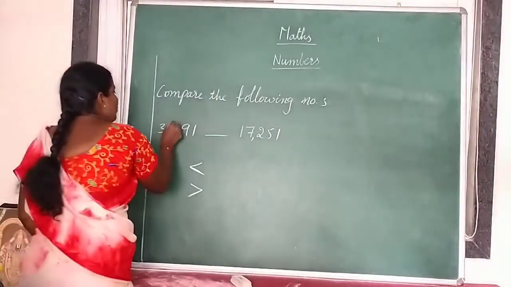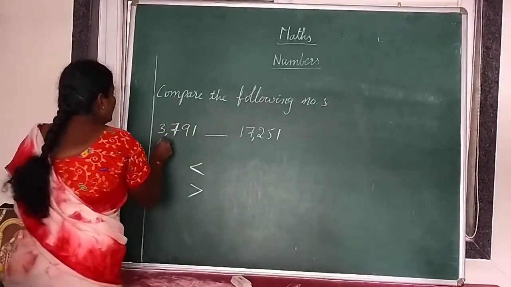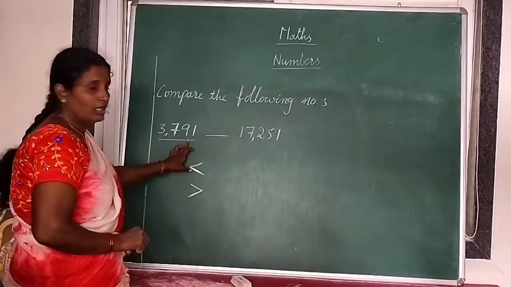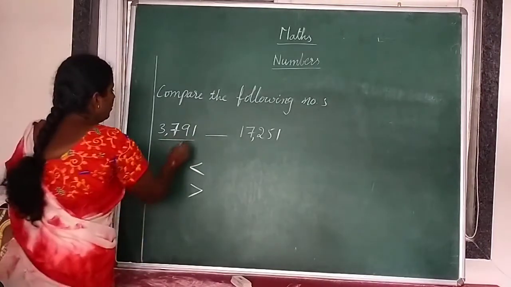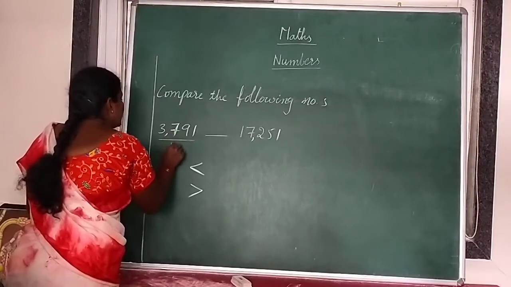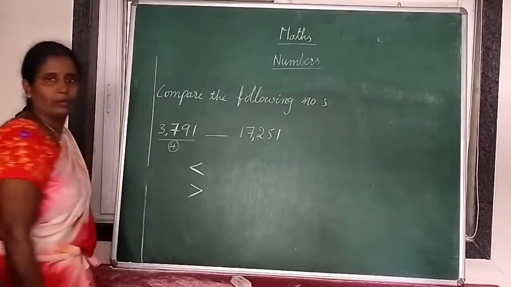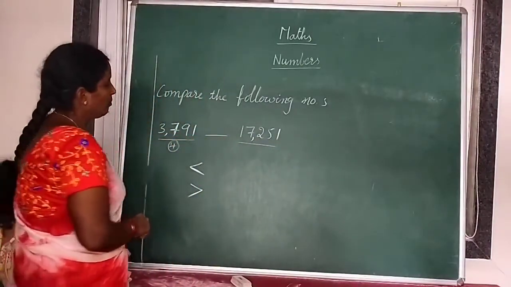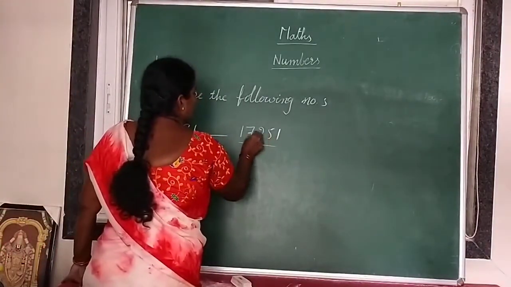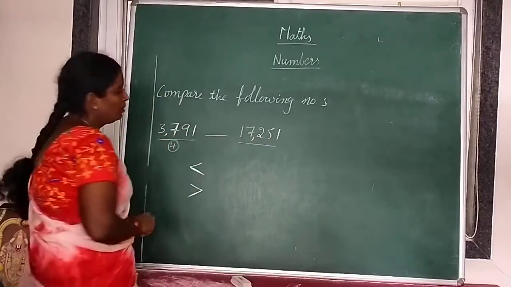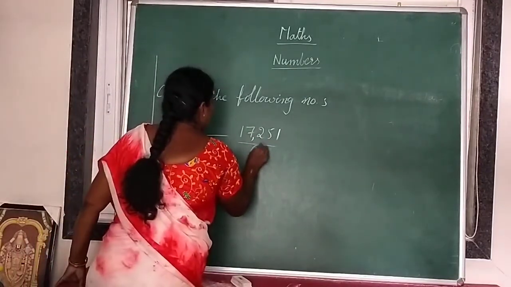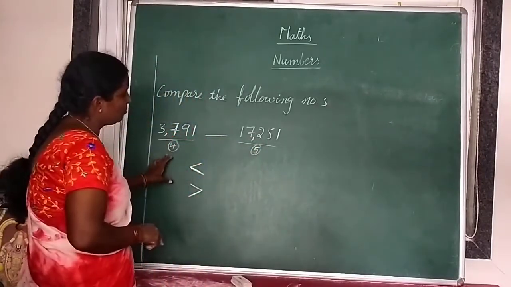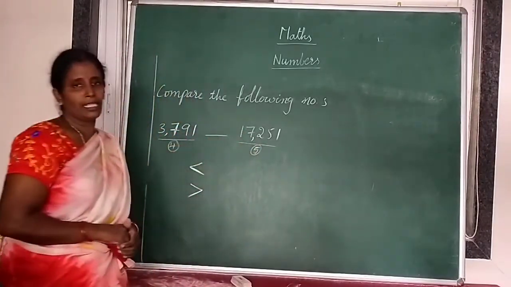To compare the numbers, first we have to count the number of digits. How many digits are there here? 1, 2, 3, 4 digits. So it is a 4 digit number. And here how many digits are there? 1, 2, 3, 4, 5 digits. So it is a 5 digit number. This is a 4 digit number and this is a 5 digit number.